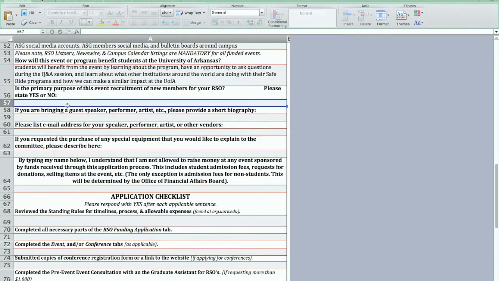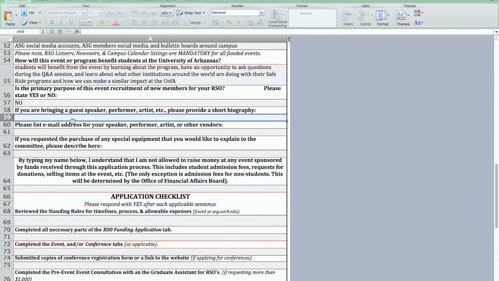Okay, is the primary purpose of this event recruitment of new members for your RSO? Yes or no? Like I stated earlier, if the event is seen as a recruitment event, then the funds will be limited to $100. In this case, we aren't trying to recruit for ASG, we're just trying to inform them about the Safe Ride program and any other Safe Ride programs around the nation and how they are progressing in their programs, so we're going to go ahead and put no here because it's not a recruitment event.